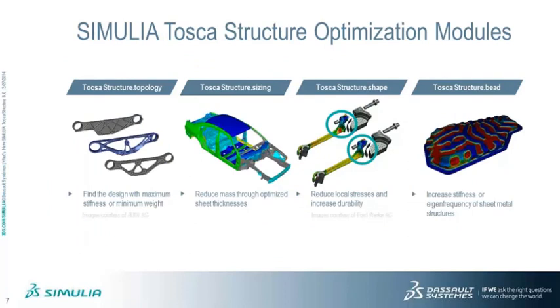Simulia Tosca Structure consists of 4 optimization modules, 4 different optimization methods, so to say. At first we have Tosca Structure Topology. The topology optimization is intended for early phases of the design development, finding the design with maximum stiffness or minimum weight, for example. As a second method, we have the sizing module, which we will introduce afterwards, which is brand new, released with Tosca Structure 8.0, and it's all about reducing mass through optimized sheet thicknesses. For a later stage of the design development, we have the shape optimization capabilities. It's really slightly changing the design to reduce local stresses and to increase the durability. And our fourth module, the bead optimization, is adding or finding the perfect bead layout for a certain structure to increase the stiffness or the eigenfrequencies of sheet metal structures.